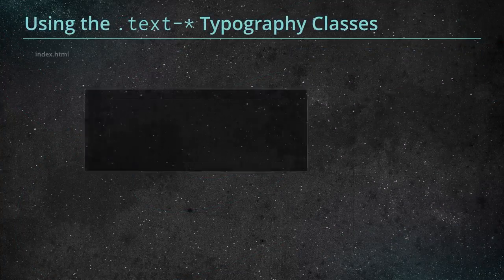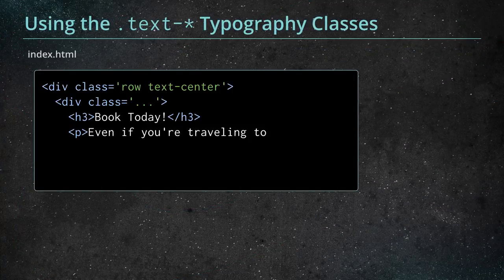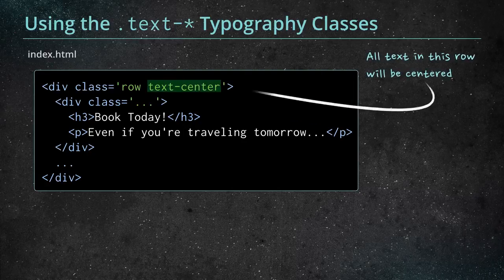Here's our div row for our 3 featured items. We'll try centering all text within this row. In order to do that, we'll use a text alignment class for our row, which will affect all of the text within that row. In this case, we want to center the text, so we'll add a class of text-center to the div. Well, what if we had only wanted to center the H3 tag? Well, we could have added a text-center class to that element instead.